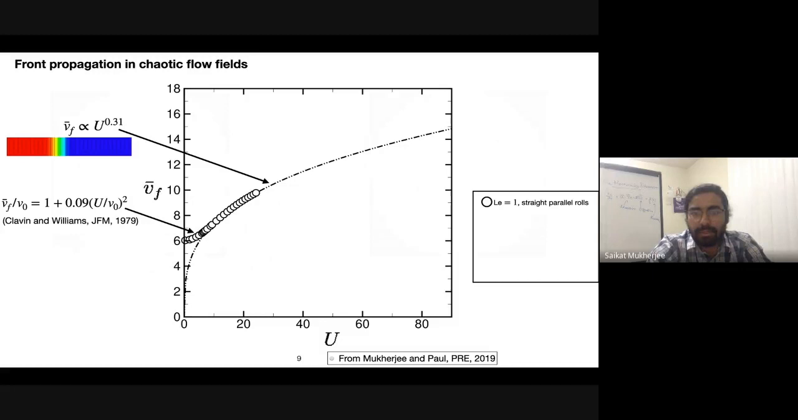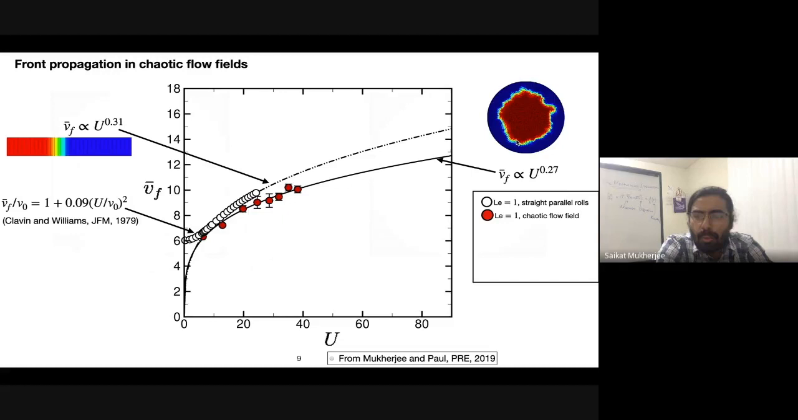Now, if I plot the red points, our results in chaotic flow fields, the front velocity again scales as U to the power of 0.27. A quick note is that these are results from three simulations which are averaged to get more statistically significant data because of the chaos. So we did three simulations each, and the error bars are representative of the three simulations. And the red points are the average of those values.